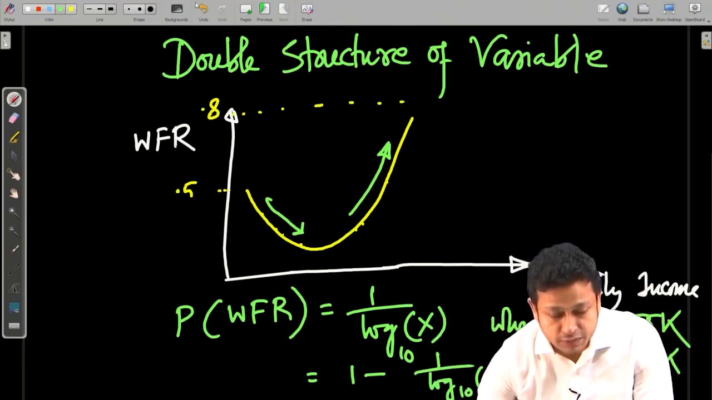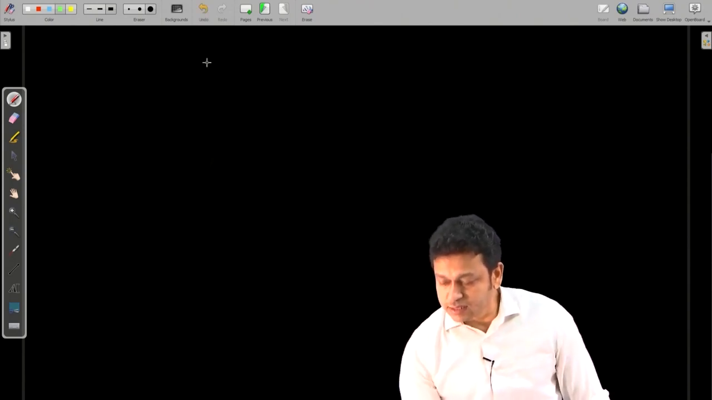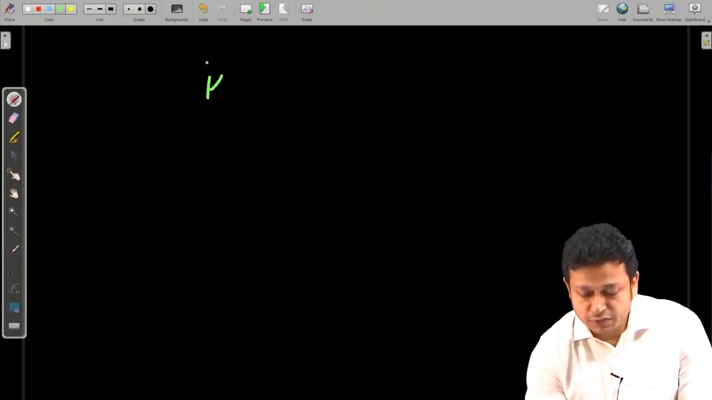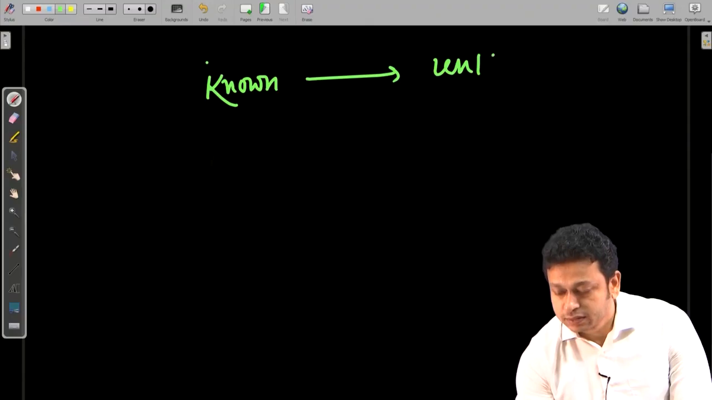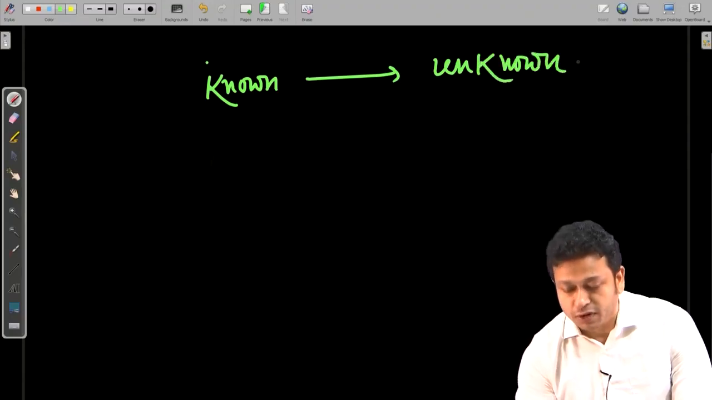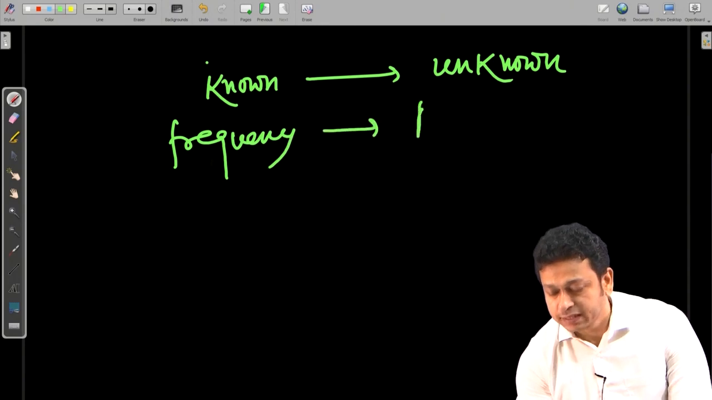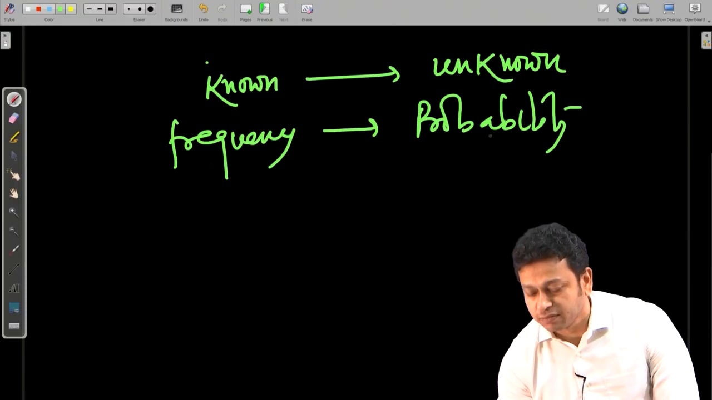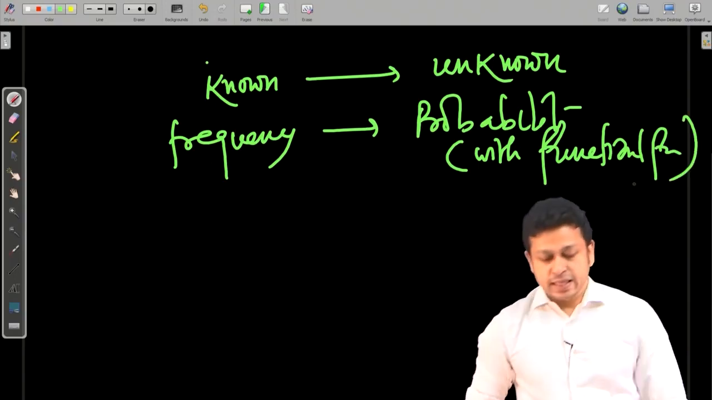Okay, so how would I write? Let me write down these terms, these are important. So, it is basically from known to unknown, okay, from, let us say, frequency to some probability with some functional form, right, with functional form, all right.